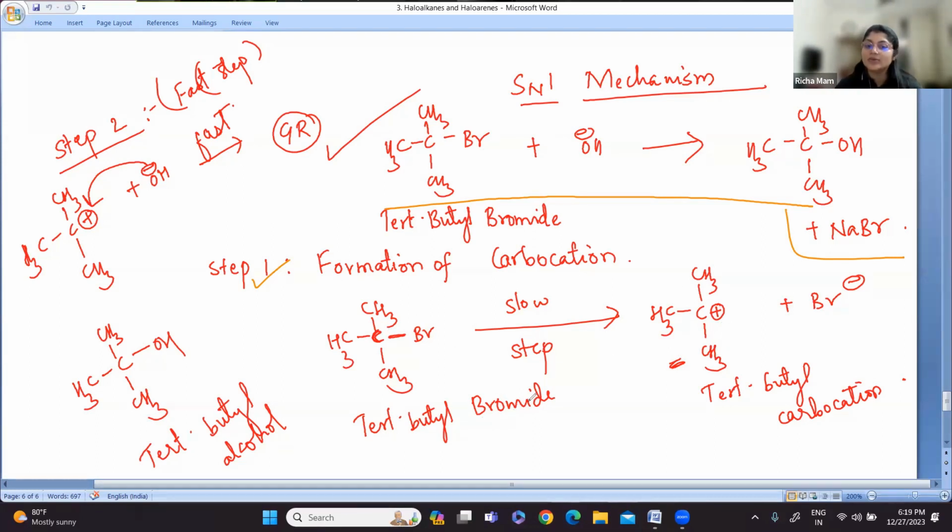That is, tertiary butyl bromide undergoes slow ionization to give tertiary butyl carbocation. So this first step you have to write and give a small explanation. Then step 2 is a fast step where the attack of the nucleophile takes place at the tertiary carbocation, and your product tertiary butyl alcohol is formed. So these 3 steps, with a small explanation, will fetch you 3 marks.